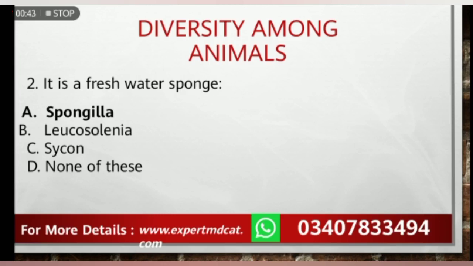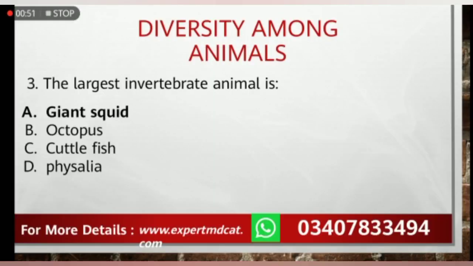It is a freshwater sponge: Spongilla, Leucosolenia, Sycon, or none of these? Correct option is Spongilla. The largest invertebrate animal is giant squid, octopus, cuttlefish, or Physalia? Correct option is giant squid.